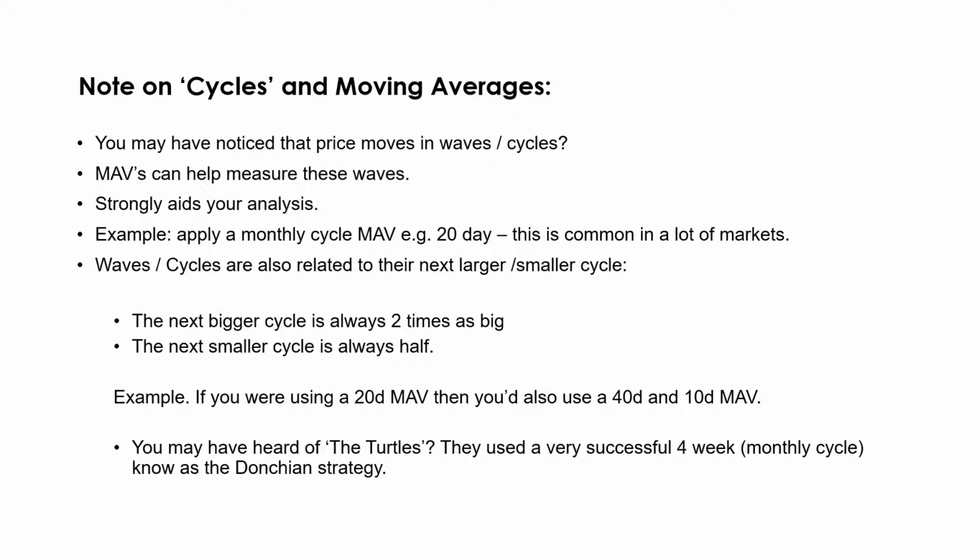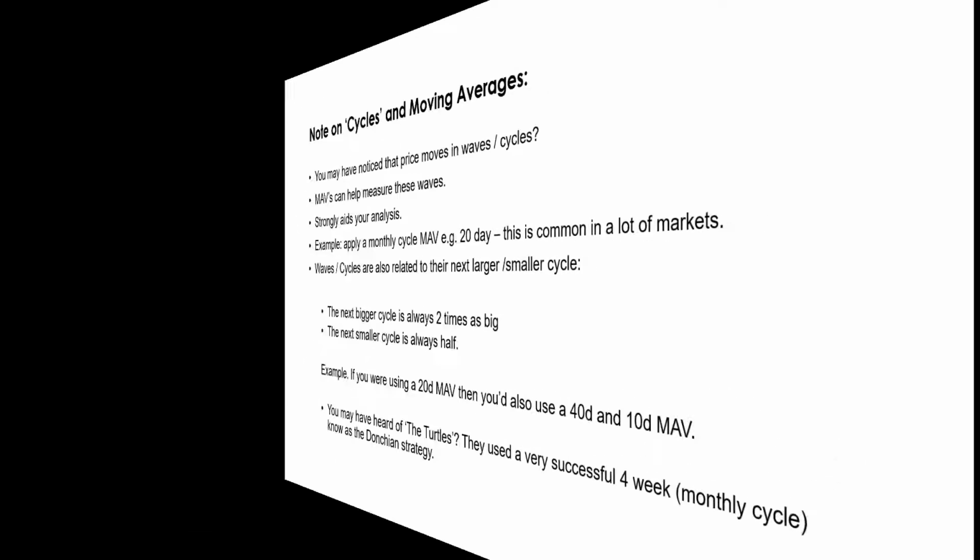So these moving averages paint a picture of a trading cycle, and you may have heard of the Turtles. They used a 4-week monthly cycle to create a Donchian strategy, and they made a fortune out of trading that.